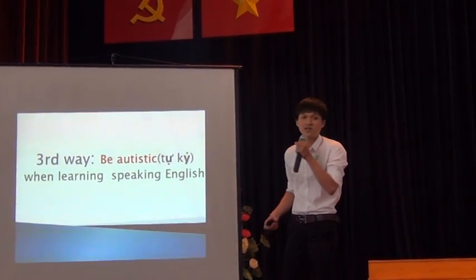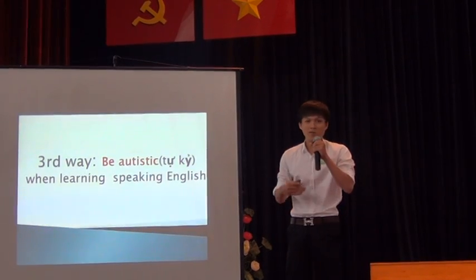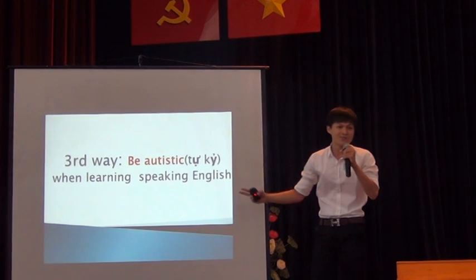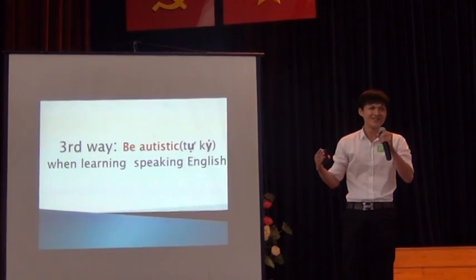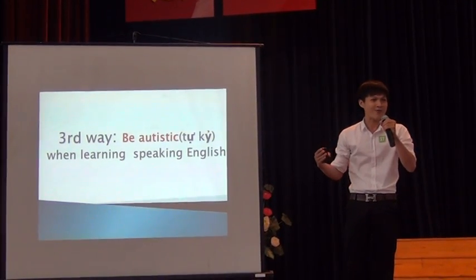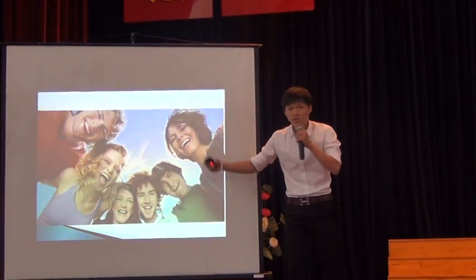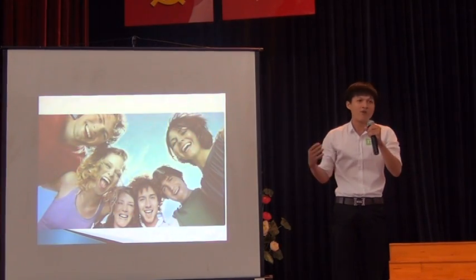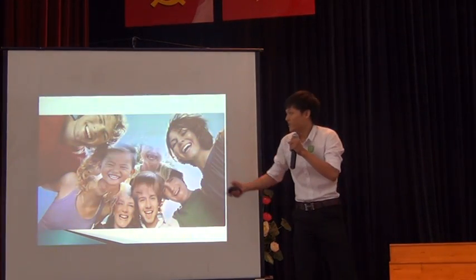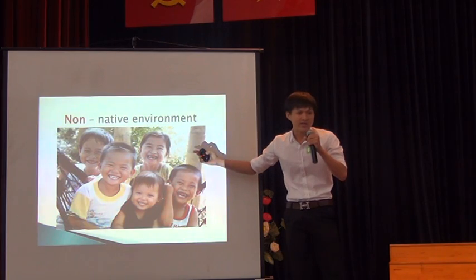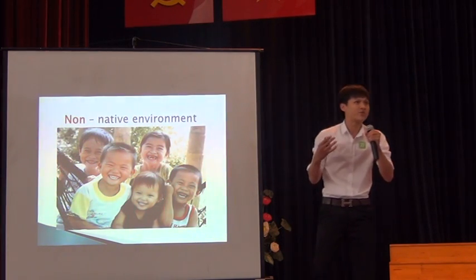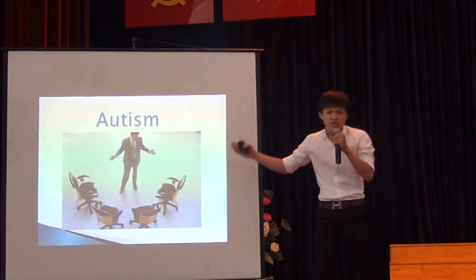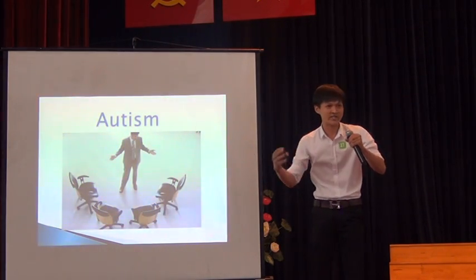So way number three, the last one, the most powerful one, is be autistic when learning speaking English. This may seem strange to you, right? But it's really powerful. You know, because we live in a country without so many foreigners, it's actually a non-native environment. So when it comes to speaking in a non-native environment, autism is a good way for you to embrace.